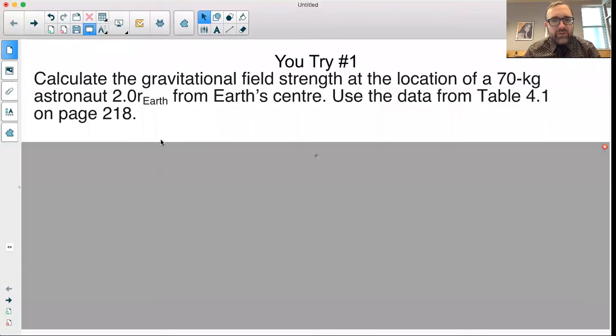So calculate the gravitational field strength at the location of a 70-kilogram astronaut that is 2.0 radius of the Earth from Earth's center. Use the data from table 4.1 on page 218. Surprisingly enough, you can find the same data on your formula sheet that are given to you on your diploma. And in there, we will need the Earth's mass and the Earth's radius. Now keep in mind we have to multiply by 2. So do stop the video now and try the problem. Once you come up with a solution, please press play and see if you came up with the same thing.